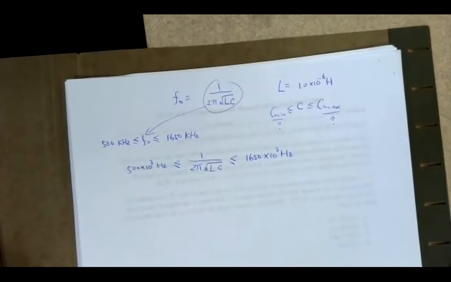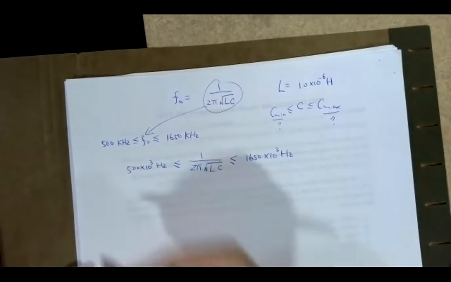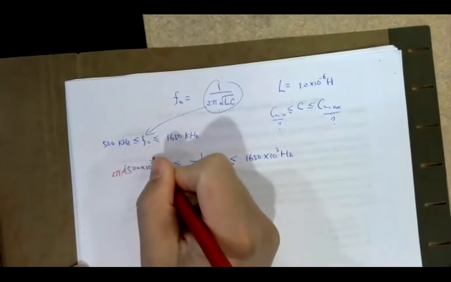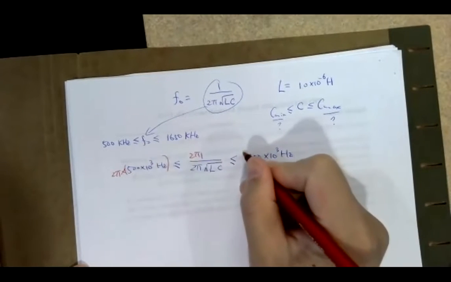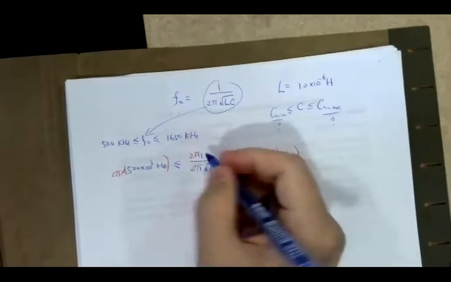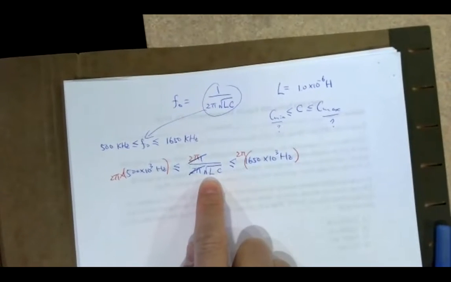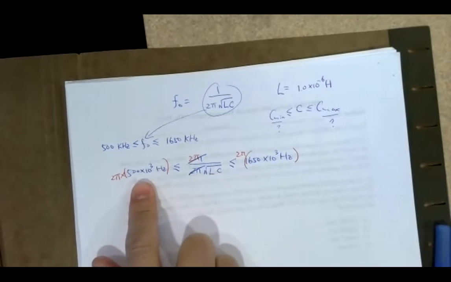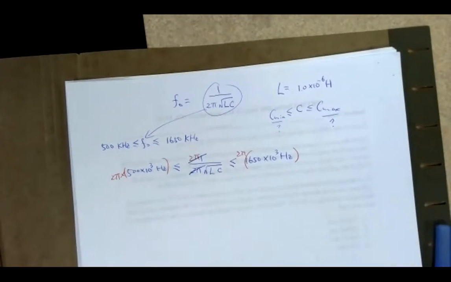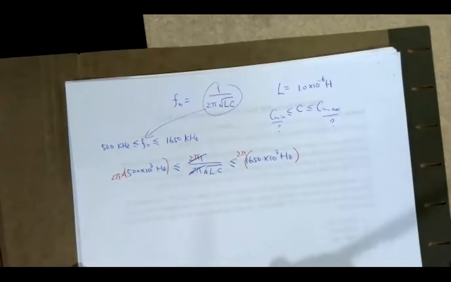You can multiply each term by 2 pi. So 2 pi on this one, 2 pi on this one, and 2 pi on this one, okay? So you can see this one and that one will cancel out, and then you will have square root of LC. Now this is a positive number, this is a positive number, so you can square every term here you have, okay?